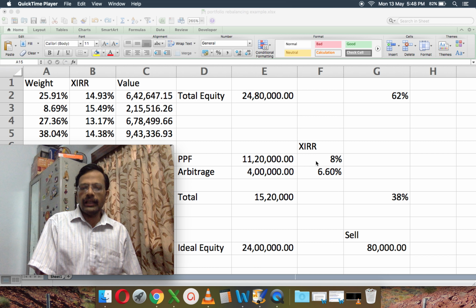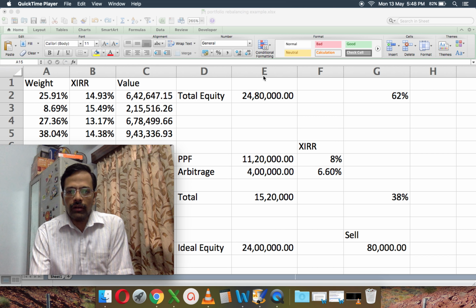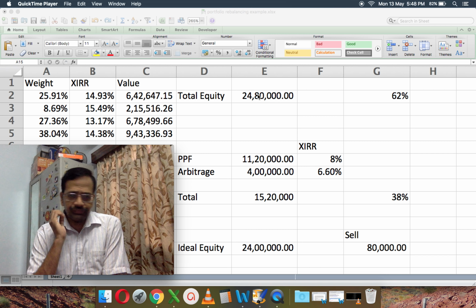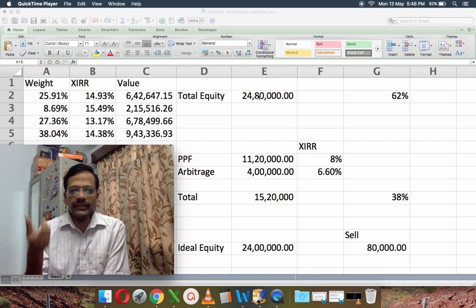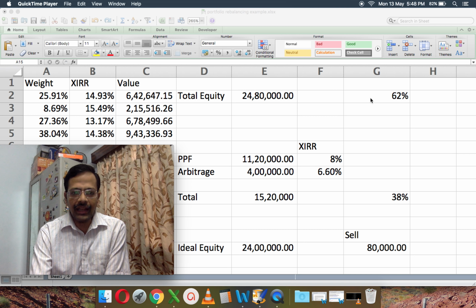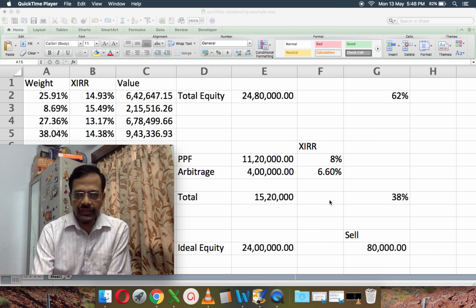Now, if you look at this, this 24.8 lakhs is 62% of the total value. That is, total value is 40 lakhs, and out of this, the equity is 62%. That's the current asset allocation. 62% is in equity. Then the remaining 38% is in fixed income, in arbitrage and PPF.